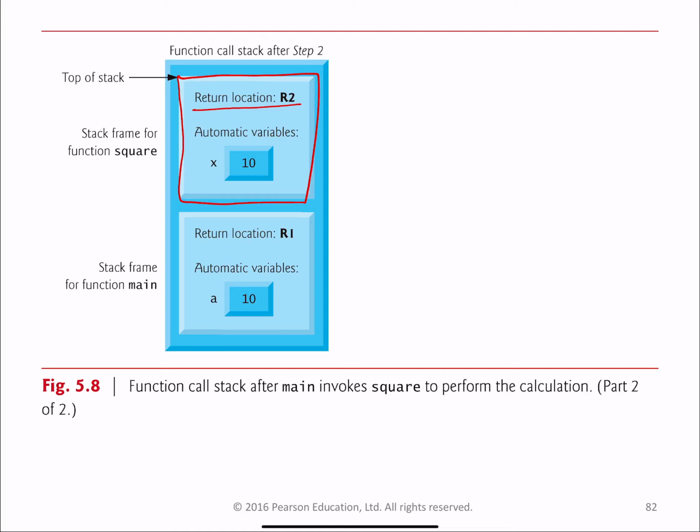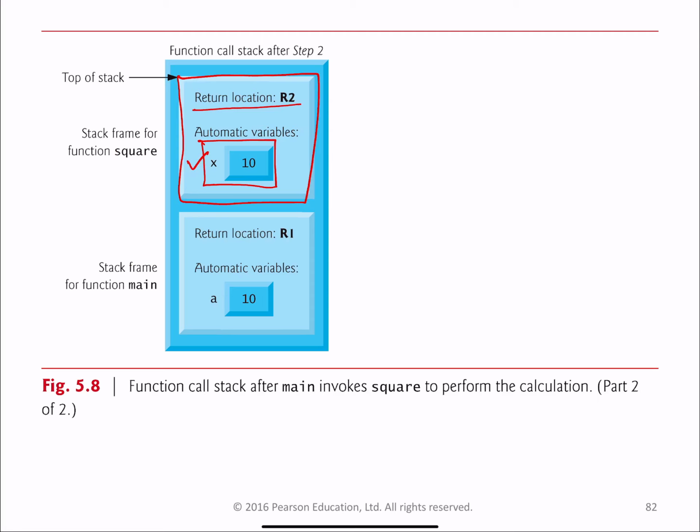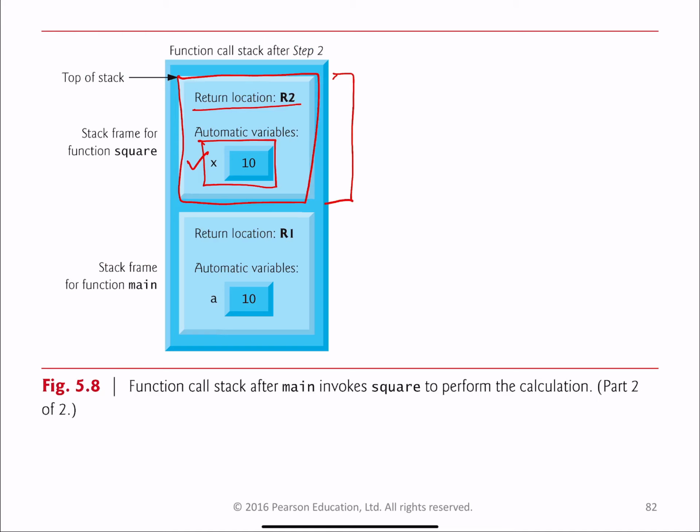Also remember that function square takes as argument x over here, a parameter that creates a local variable x, and that's what we see over here. That is part of the second stack frame that we just pushed onto the function call stack. Now after square executes and calculates x times x, it needs to get back to the main function, and since x times x will be returned to function main, the variable x that was created as part of square function's stack frame is also no longer needed.